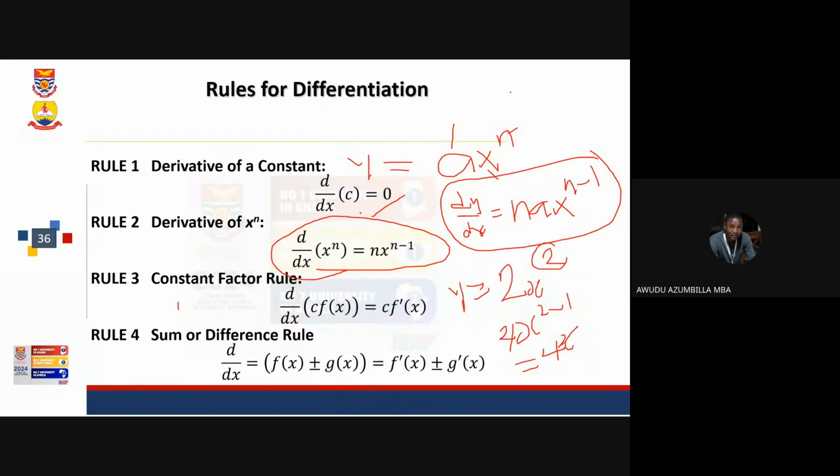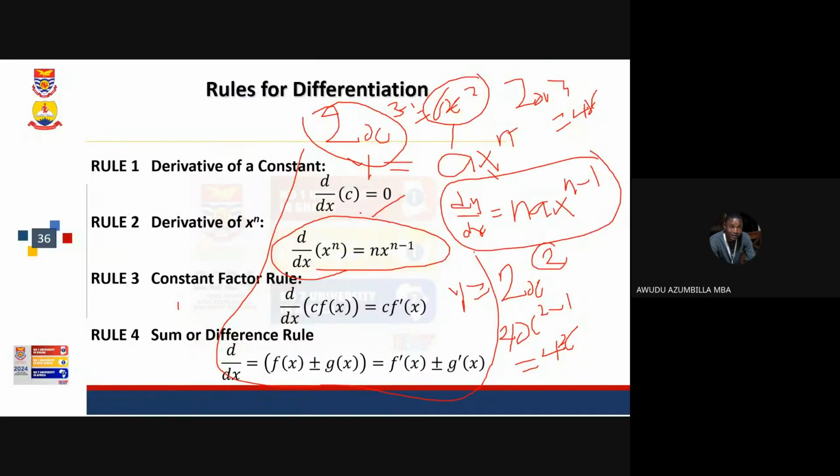So anytime you have 2 raised to the power x, it means you are going to get 4x. If you have 2 raised to the power 3, it means that you multiply the 3 by the whole function and subtract 1 from the 3. That is going to give you 6x squared. Please take note. This is the basic. The rest of them are just following that. So I'm not going to worry myself on them.